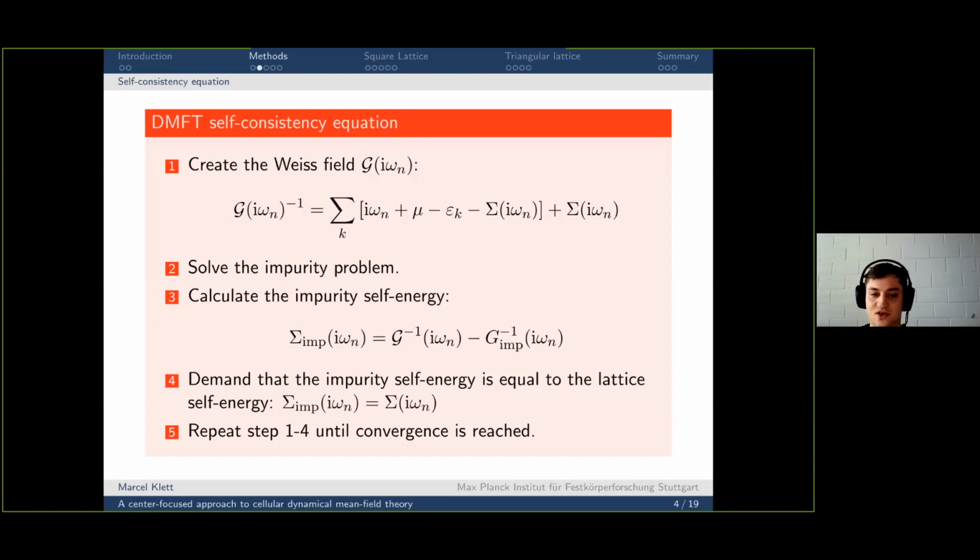Then we can calculate back the impurity self-energy by inverting the Dyson equation on top. And then on the last step, the self-consistency condition comes into play, where we demand that the impurity self-energy is the same as the lattice self-energy. And then we repeat steps 1 to 4 until the self-energy does not change anymore.